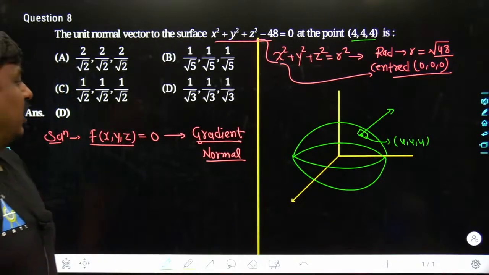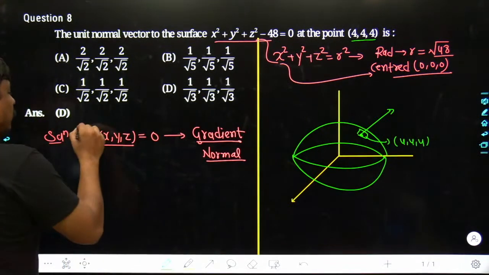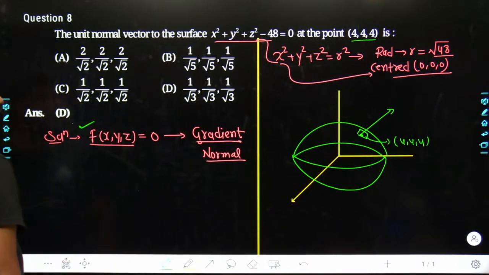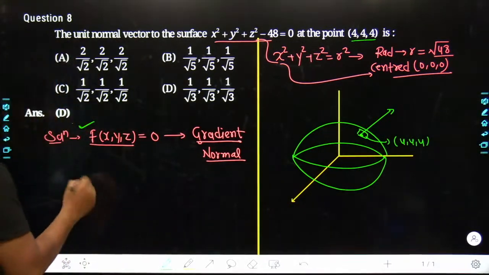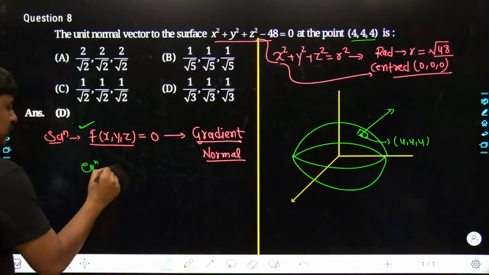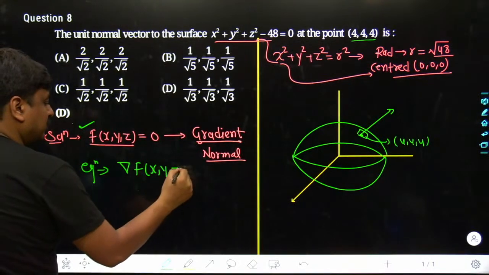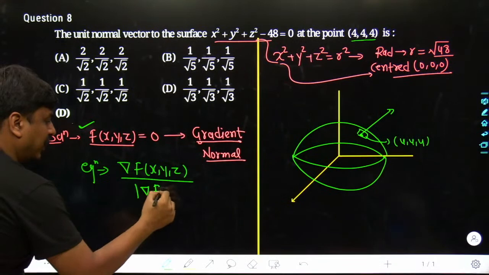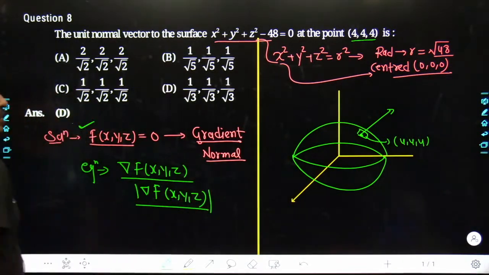Again, as I have said, you had to use the concept of the gradient. What does the concept of the gradient state? If you exactly know the function of the surface, with the help of the gradient, you easily would be able to draw the normal over that surface. And what used to be the equation for that? The equation used to be the gradient of the given function, which is f of x, y, z, and in the denominator we would be dividing by its magnitude. Why? Because we are searching for the unit normal.